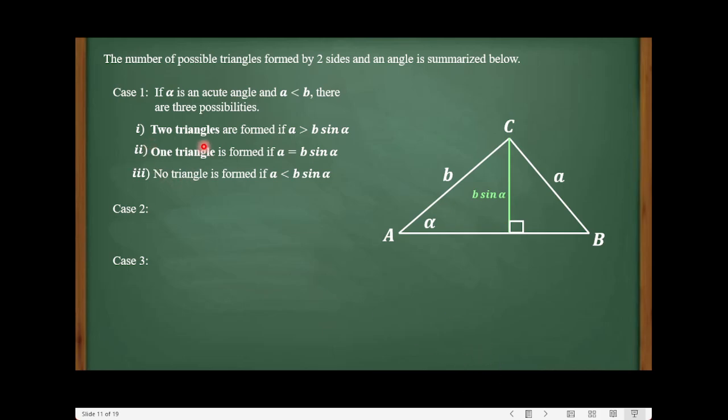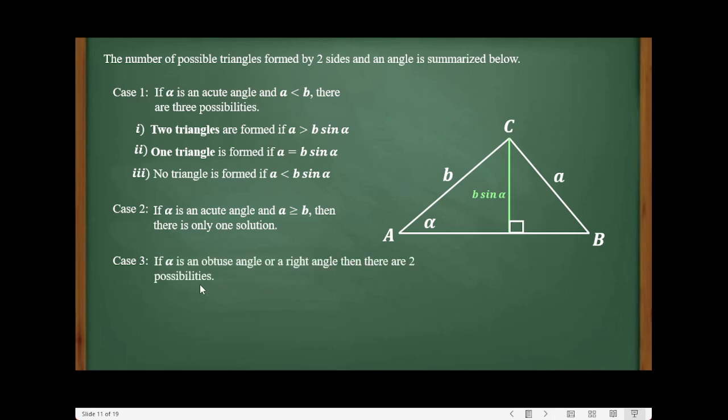Now, these three possibilities are under case number 1, wherein alpha is an acute angle and side small letter A is shorter than side small letter B. Okay? Next. Case 2. If alpha is an acute angle and side small letter A is longer or having the same length as side B, then there is only one solution, or there is only one triangle that exists.